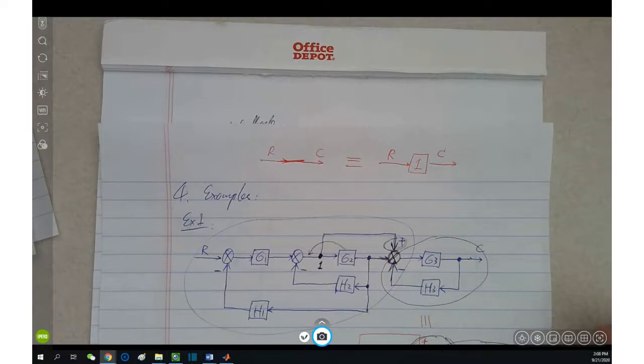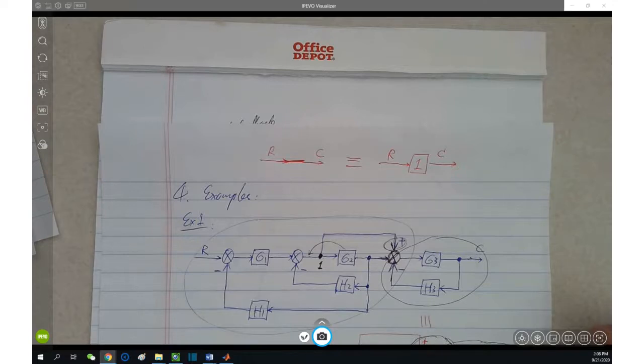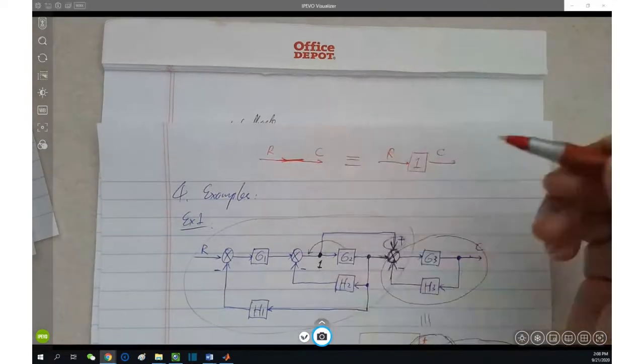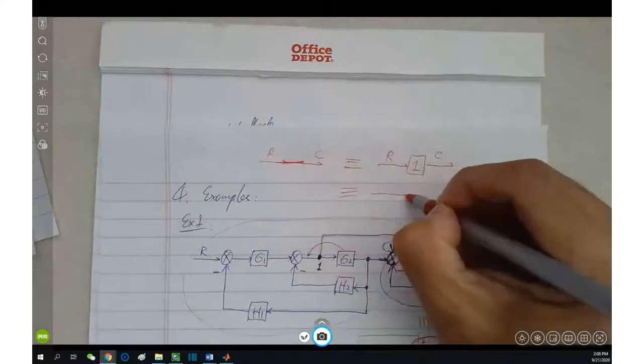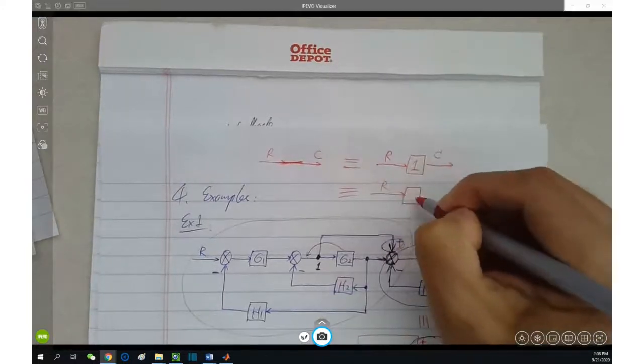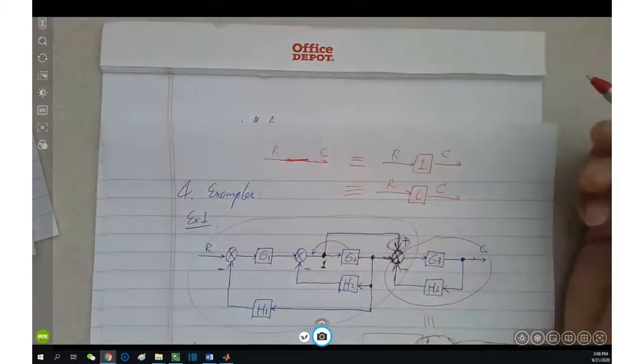Absolutely not 0. What does it mean by 0? Which case is 0? Which case is equivalent to 0?